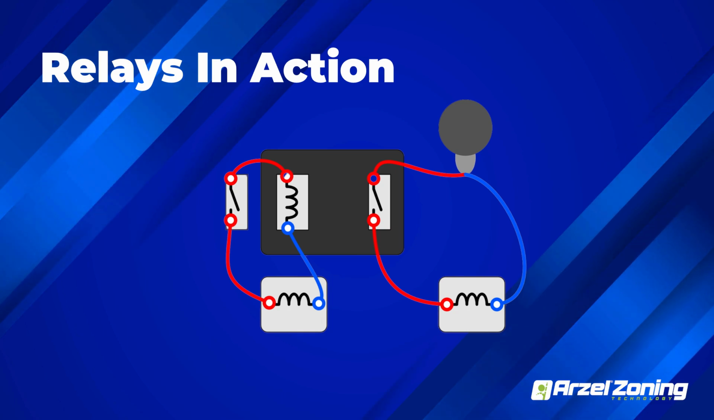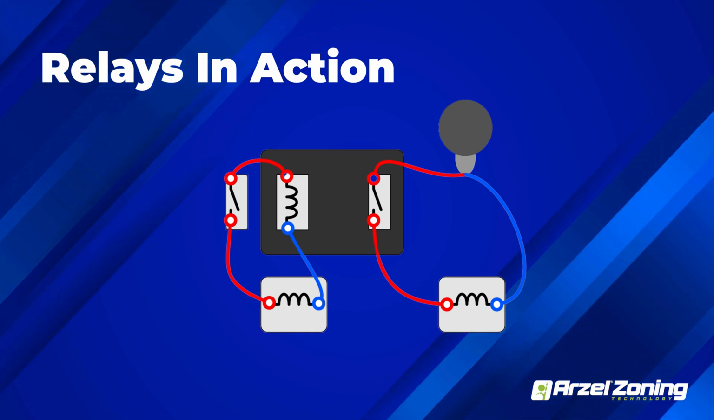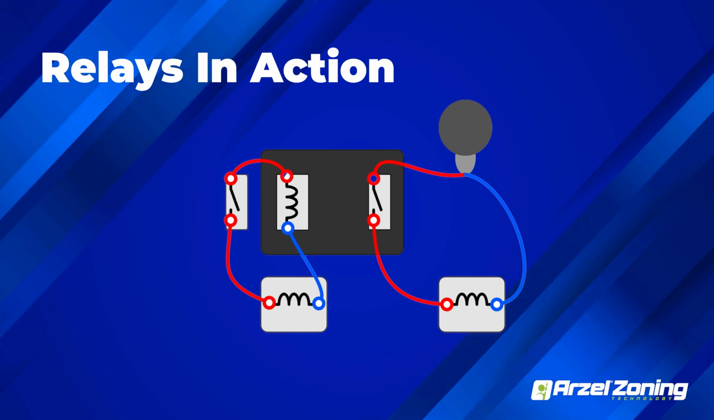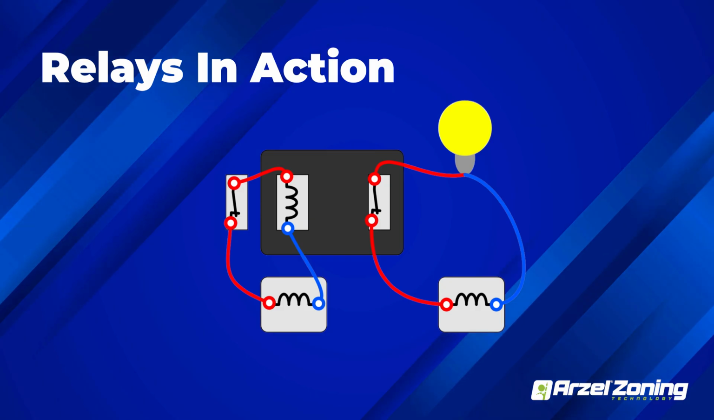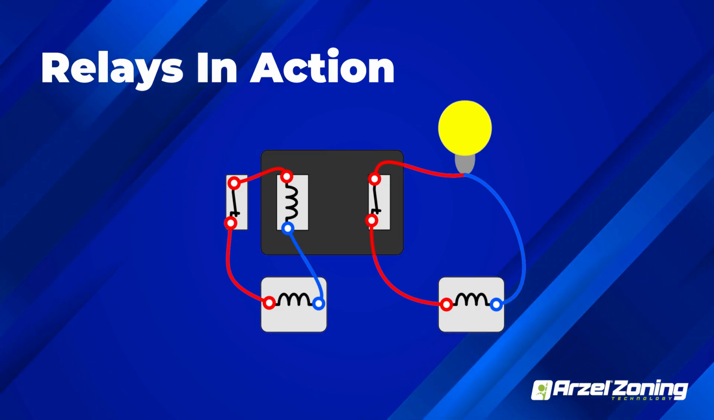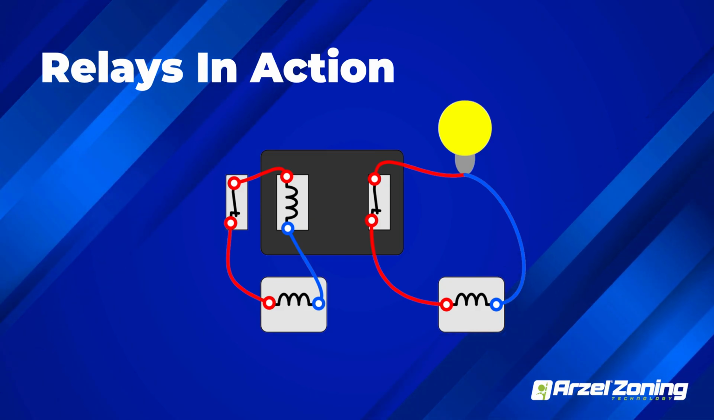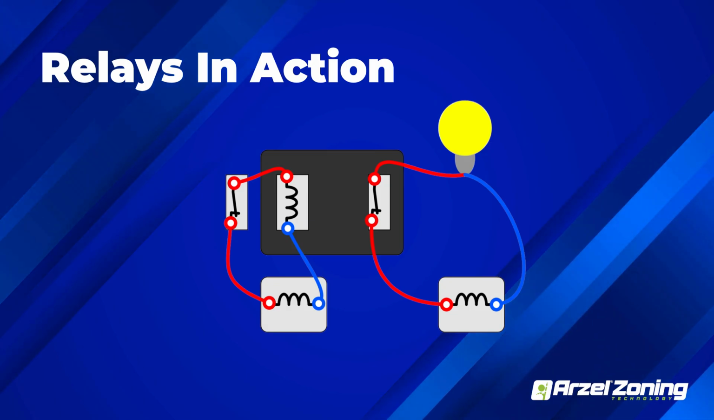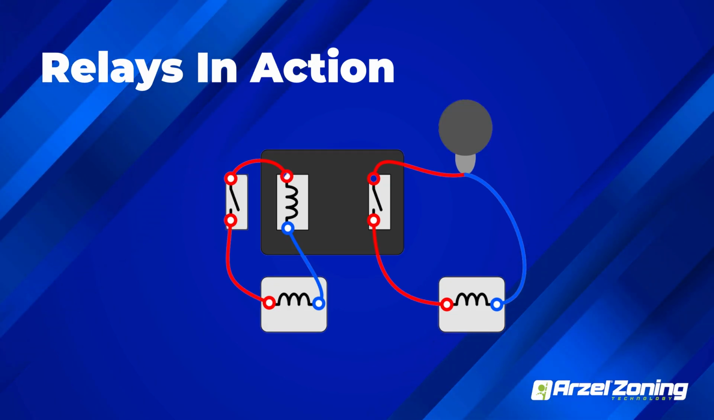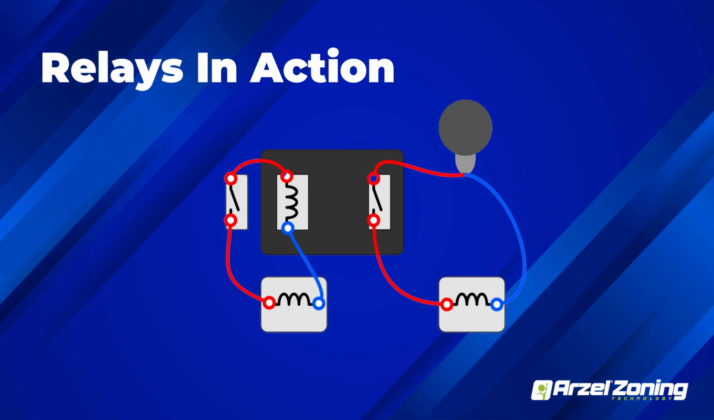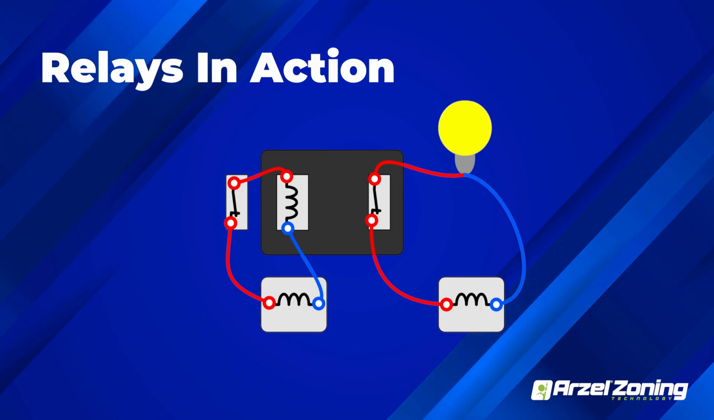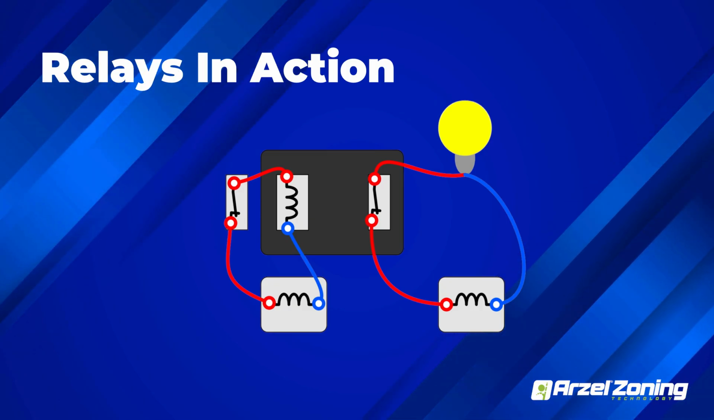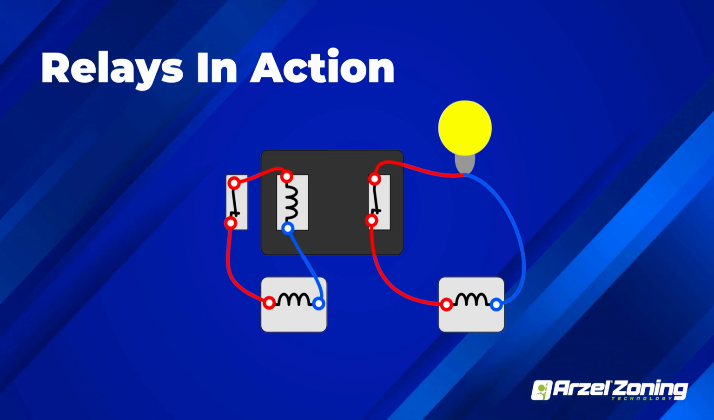Relays in action. We've got two transformers in this instance. One transformer is energized, which then energizes the coil in the relay when we close a switch. So in this case, there on the left side, we had that switch. We close that switch or we open that switch. And as we open and close that switch, the relay opens and closes its contact.